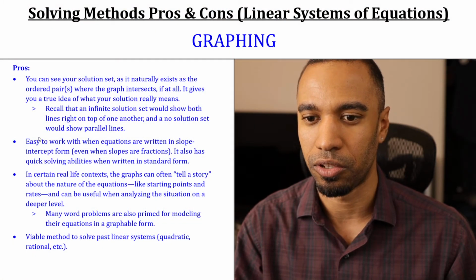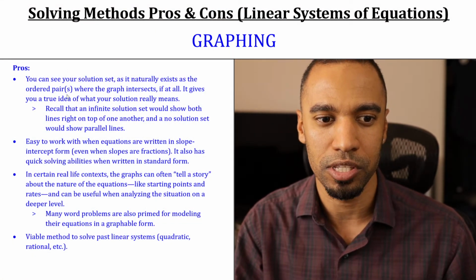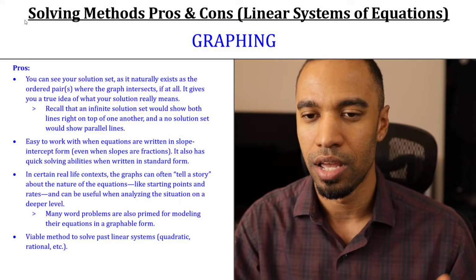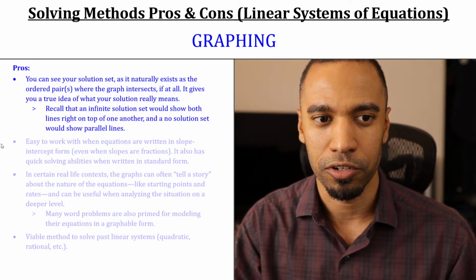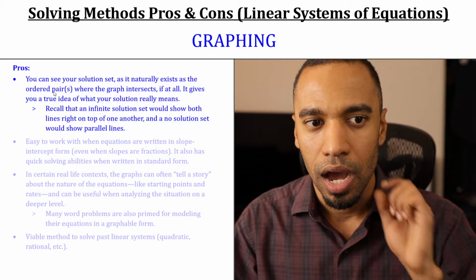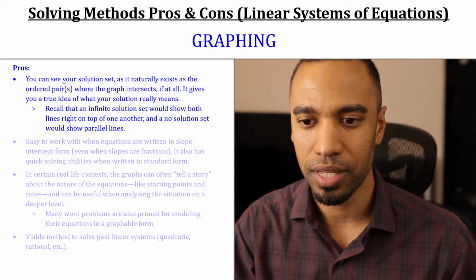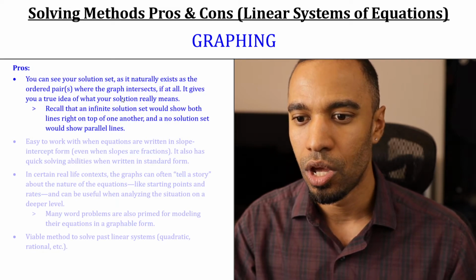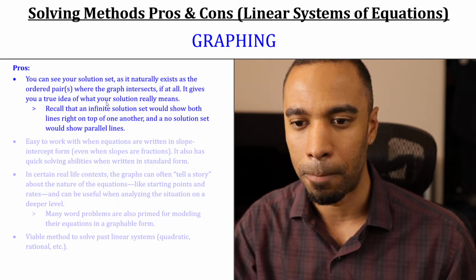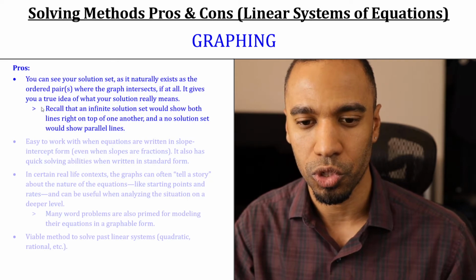Alright, without further ado, let's take a look at the graphing one. I have 4 bullet points plus a couple sub-bullet points right here. Let's just go one at a time. First I'm going to start with the pros. Pro number 1, you can see your solution set as it naturally exists as the ordered pairs where the graphs intersect, if at all. It gives you a true idea of what your solution really means.